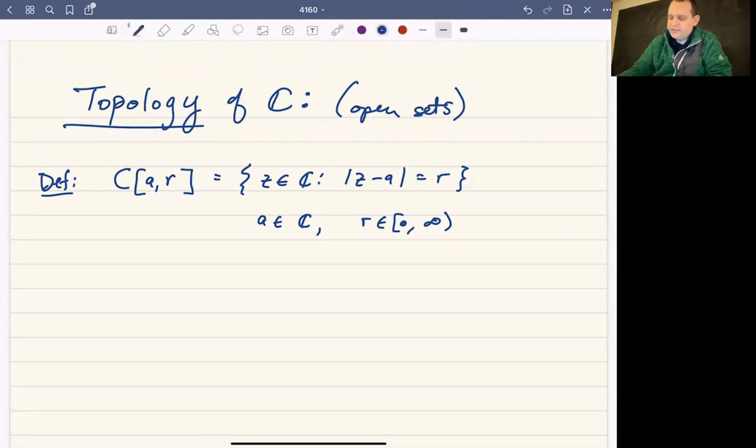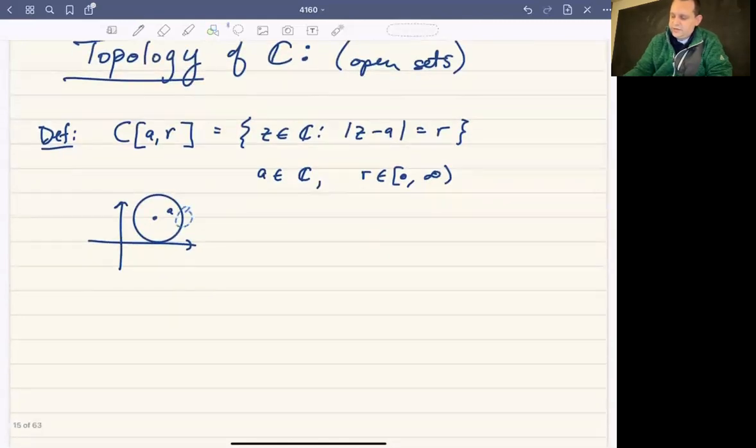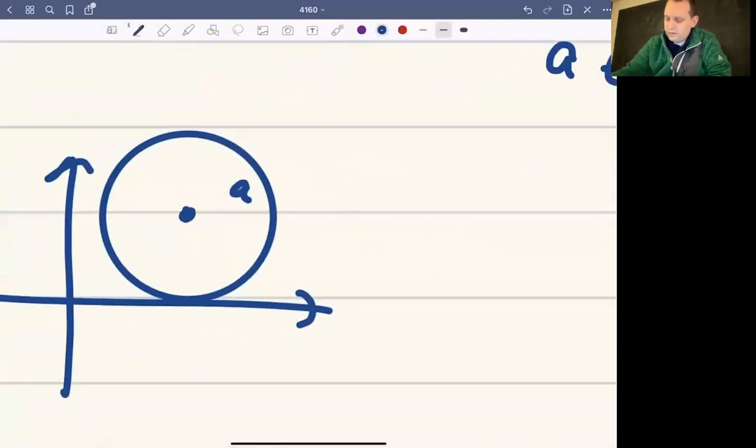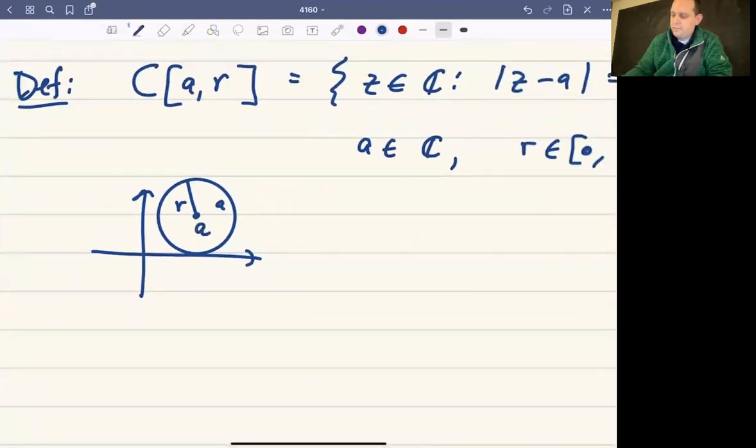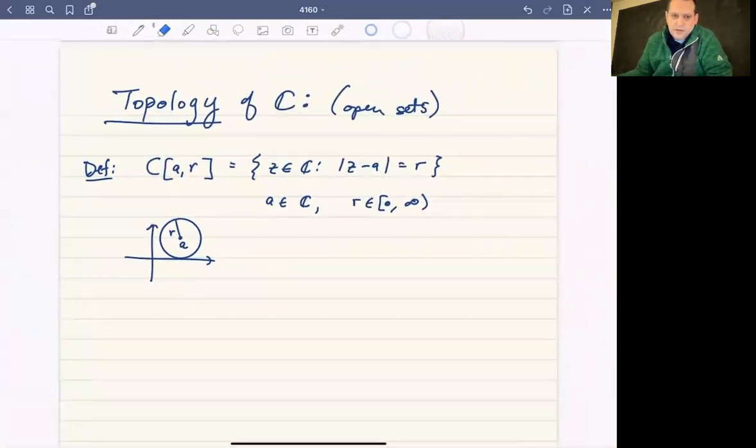So this is the circle of radius R, nothing too mysterious. You have some point A, and then we're going to have a circle around A, and this circle is going to be of radius R. So that's what that set is. If we were to blow it up a little bit, we would have radius R, where A is the center. There's a little nicer picture there. So that's the circle of radius R centered at A, and that's the notation for it.